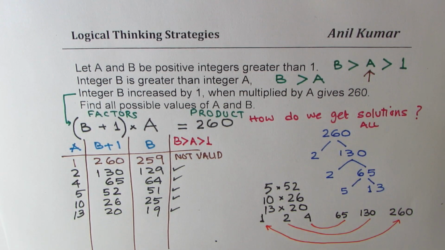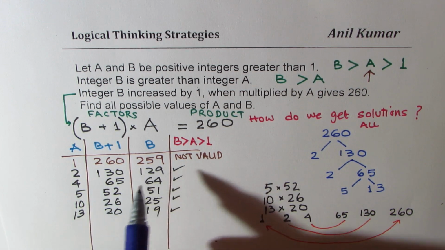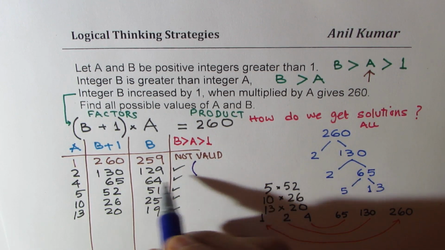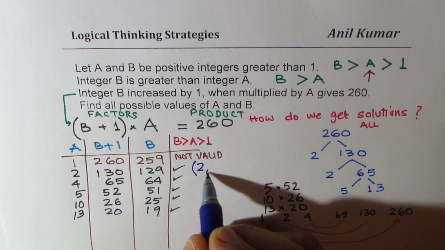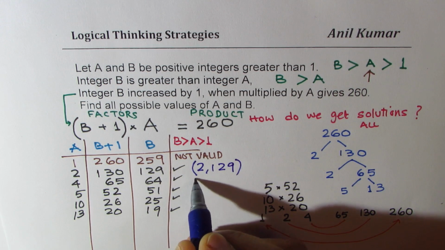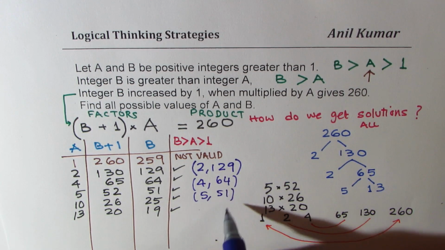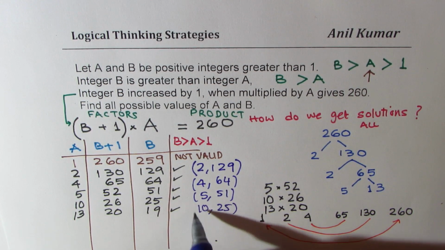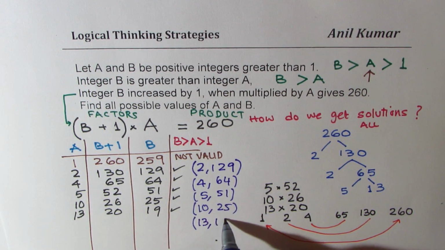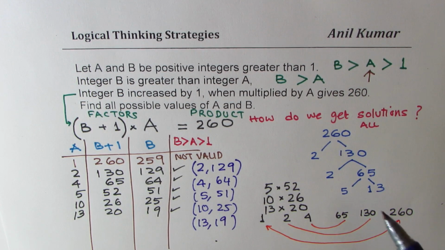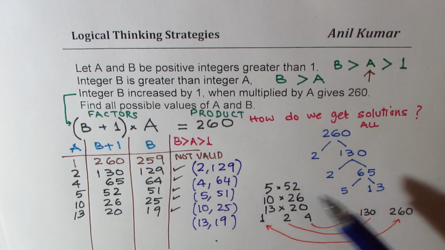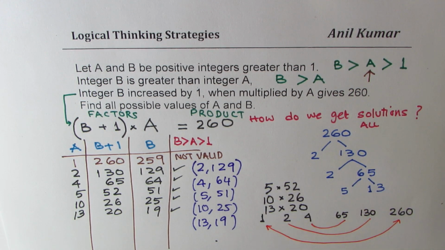Now we can write down our answers. So we can write both A and B in coordinate points, like 2 for A and 129 for B. Then we have 4 and 64 as our solution. We have 5 and 51 as another solution. 10 and 25 another solution. And lastly, we have 13 and 19 as a solution. Now, when you follow this particular method, you ensure that you get all possible solutions. So we have 5 solutions for the given question, and that is how you find them.